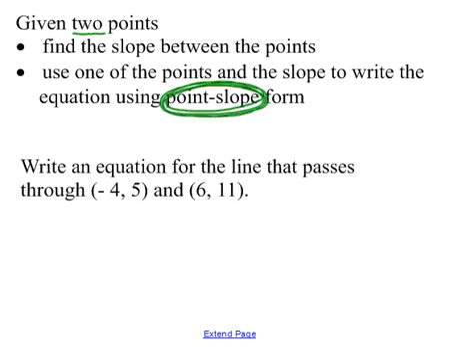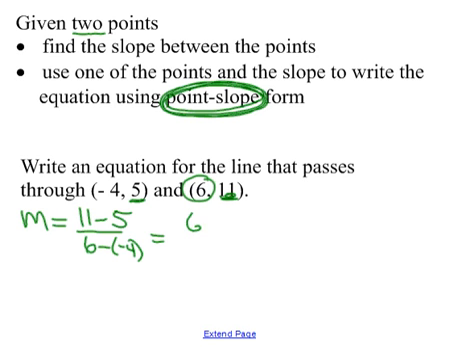Okay, so if I'm given 2 points, say (-4, 5) and (6, 11), and I want to write the equation of the line that passes through those 2 points, I need to first find my slope. So I'm going to do that by taking the difference of my y values, 11 minus 5, divided by my x values. So since I started with 11 here, I need to make sure that 6 is on bottom first. So 6 minus negative 4, which becomes 6 over 10, which reduces to 3/5. So now I know my slope is 3/5.